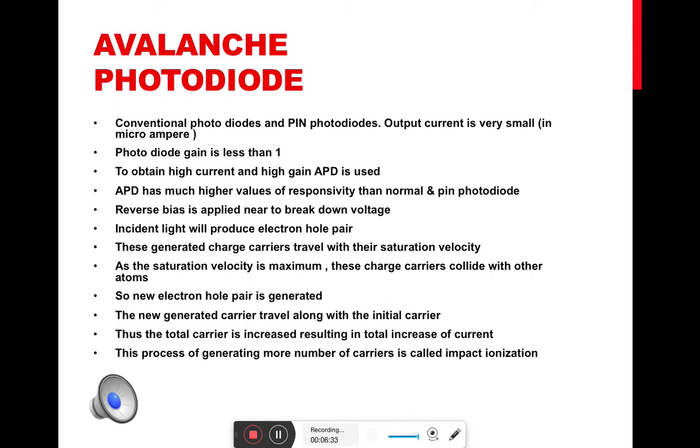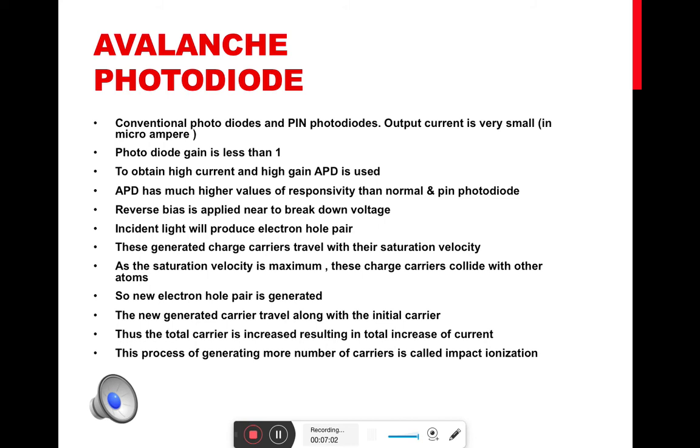Okay, so in an avalanche photodiode, the reverse bias is always applied near the breakdown voltage. So we are applying a reverse bias near the breakdown voltage. When the light is incident on the intrinsic layer, charge carriers will be generated.